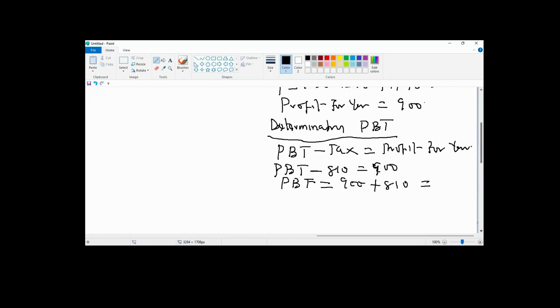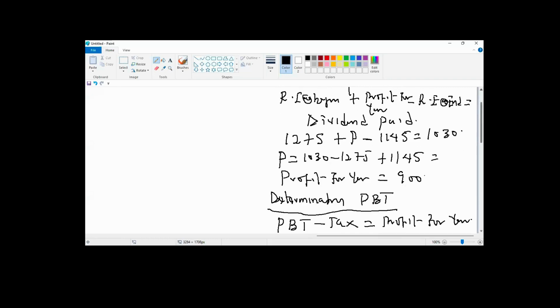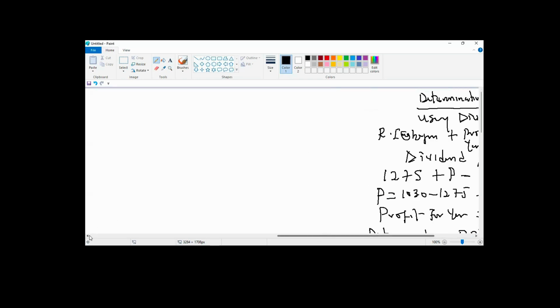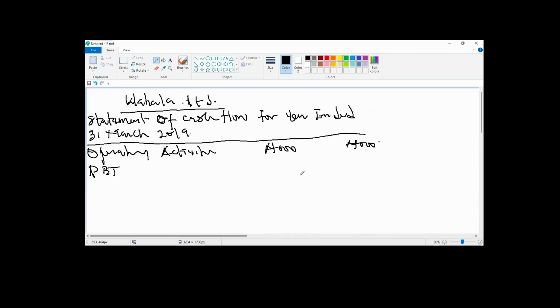How much is it going to give us now? 1710. You now give me the profit before tax, 1710. That is it. In a question like this, if you can operate this way, you are good to go. Then every other thing will fall in place. I will now go to the profit before tax, which is 1710.